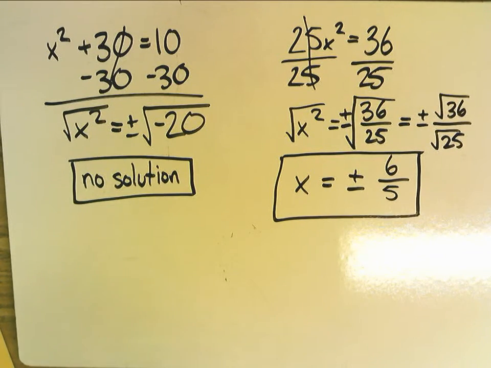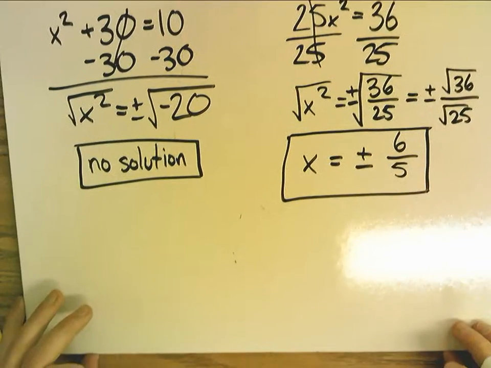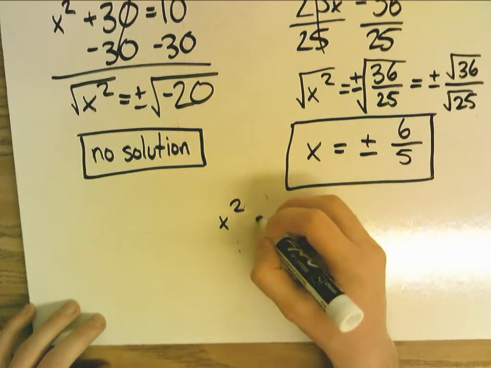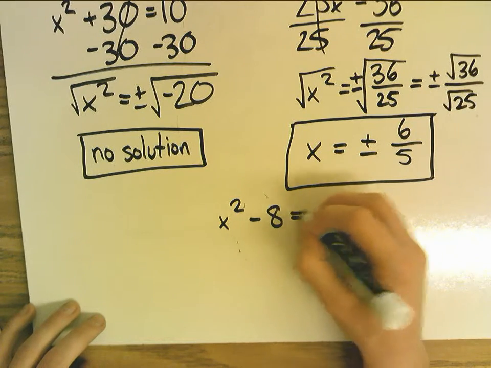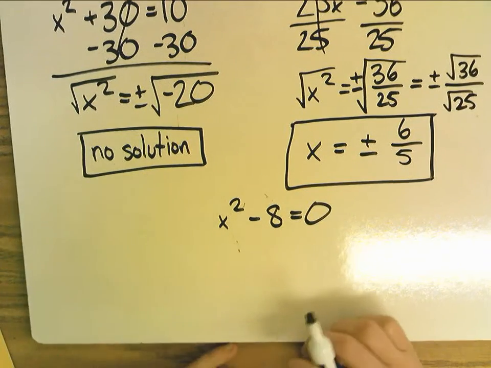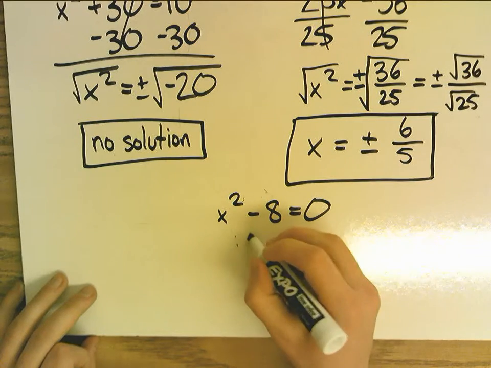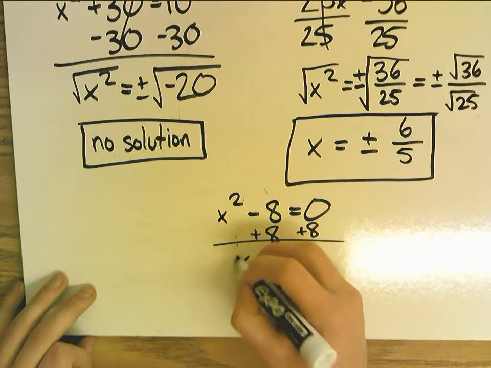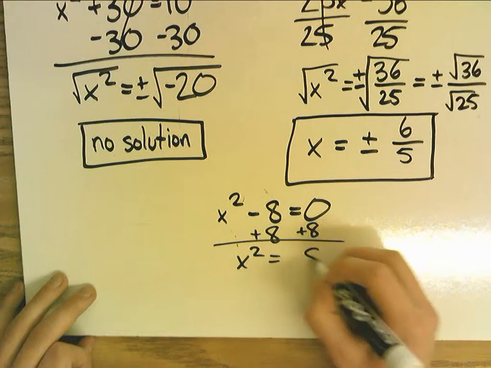There's one final problem I want to show you how to do. That problem would be x squared minus 8 is equal to 0. Again, we have to isolate by adding 8 to both sides. We end up with x squared is equal to 8.